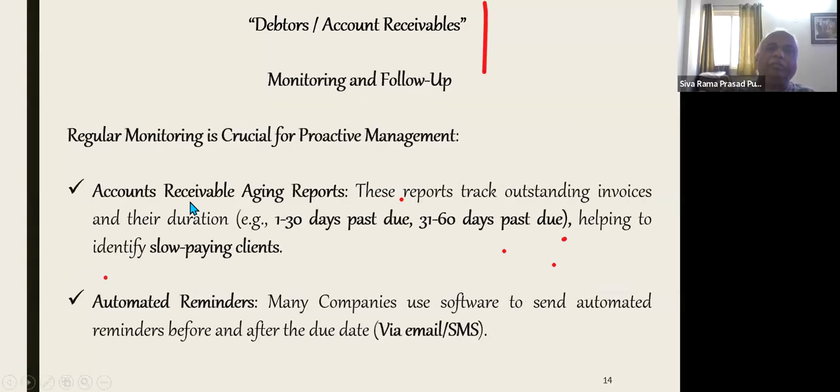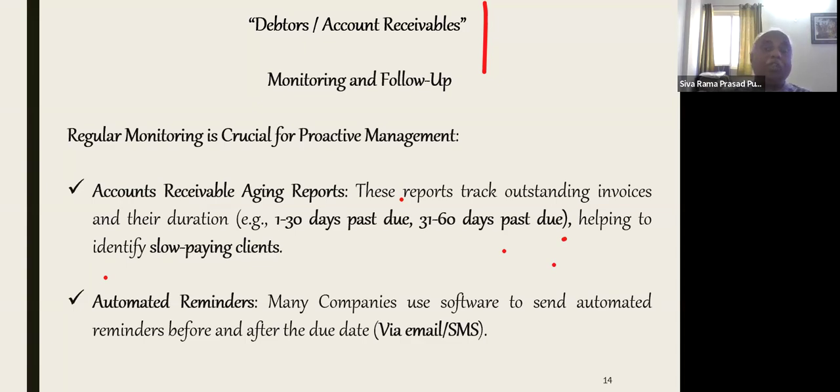Not only that, regular monitoring is also there. The companies are doing regular monitoring once they have given credit. Once others are giving credit, they will follow the company, like banks or operational creditors or financial creditors, they will monitor the company. Once the company is giving credit, it will also monitor.